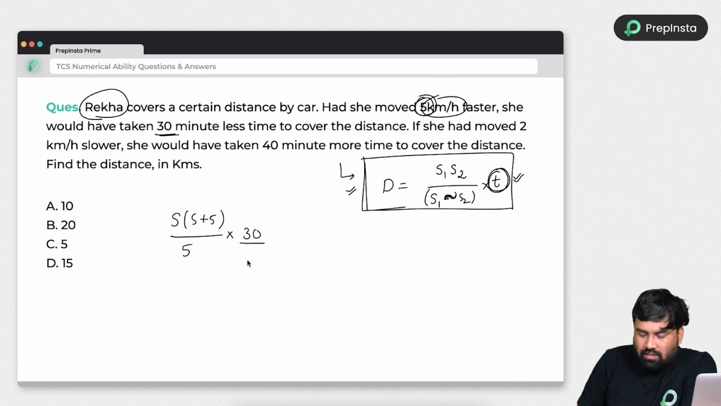So 30 means it is minutes. So you have to convert into hours, divide by 60. Okay, I have written one-sided equation. What is the second case?